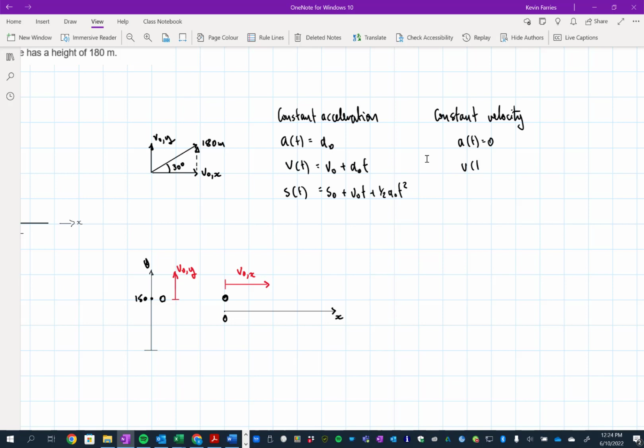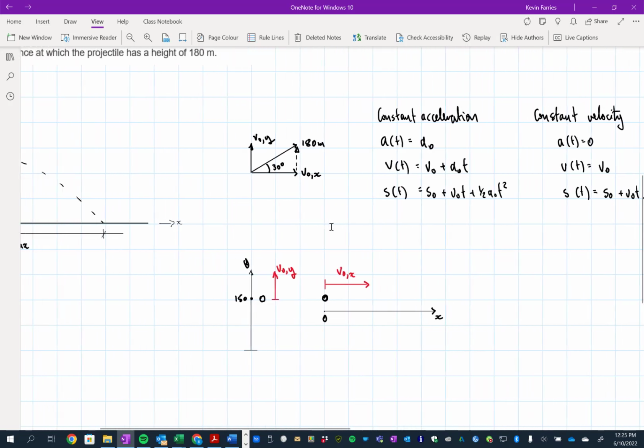Then the velocity at time t is just equal to v naught, and it comes from this equation. You only need to remember these equations, then you just remember that this is 0, so vt is v naught. And then displacement at time t is just equal to s naught plus v naught t.